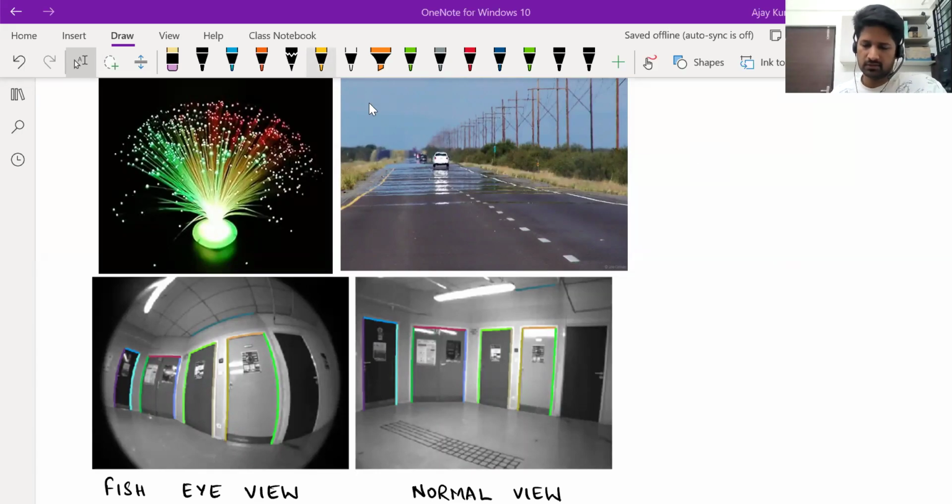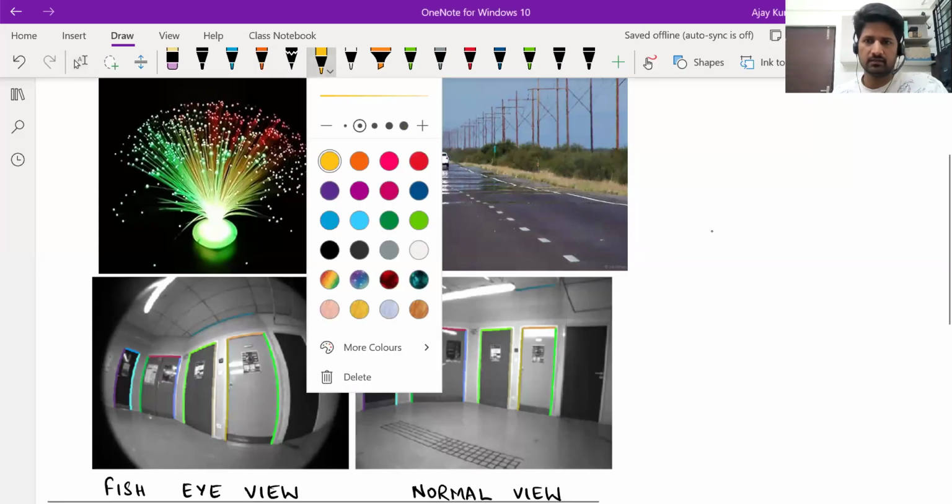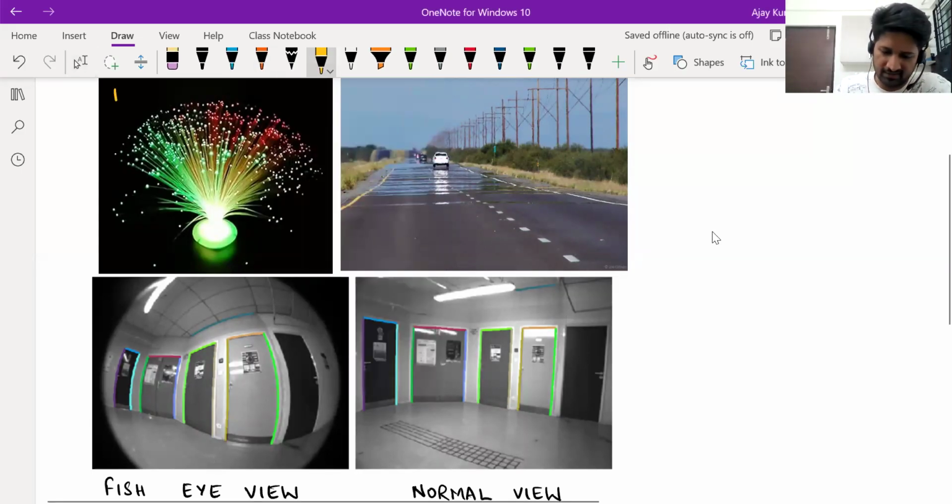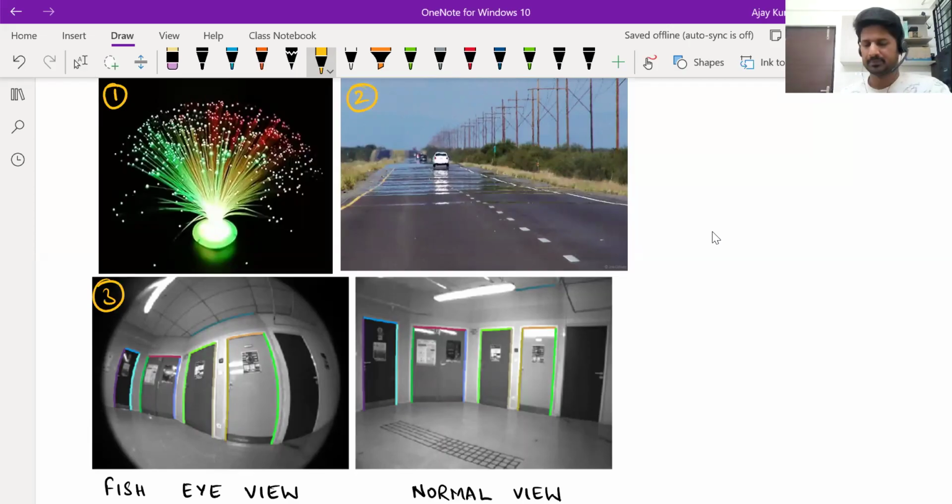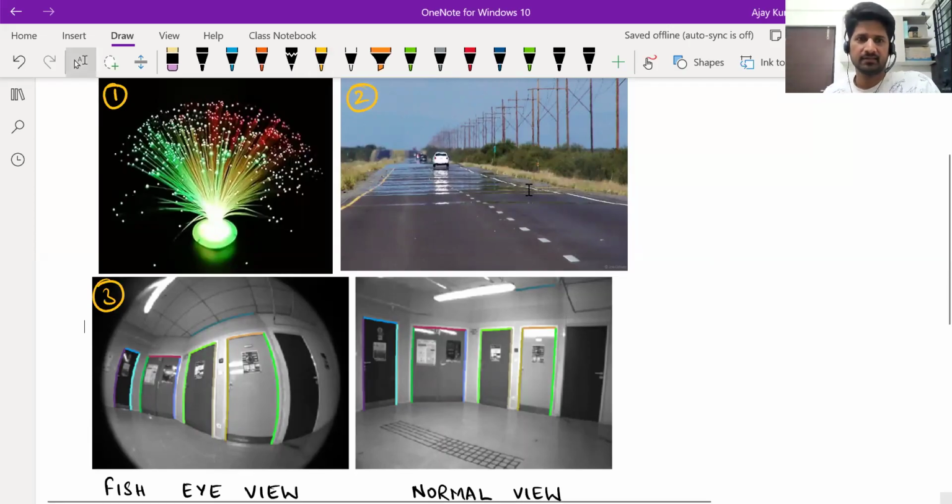So look at these pictures and tell me what is common. Okay, like what scientific phenomenon is common in these three images? Any idea?